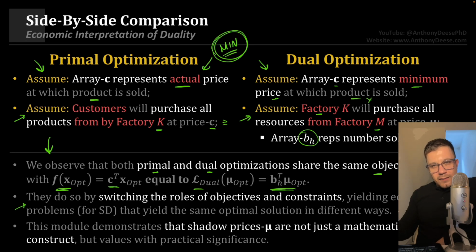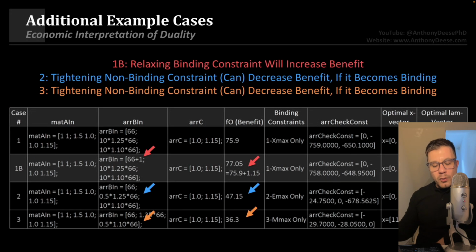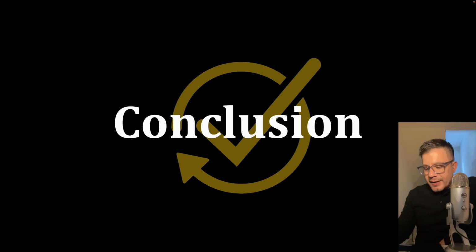One reminder of that is to look at the slide that we drew from the previous module, where we showed the transform, or the conversion, from our factory optimization problem. We converted from the primal to the dual representation, showing the actual values in the map. Now this module demonstrates that the shadow prices, mu, are not just a mathematical construct, right? They are values with practical significance in the real world, especially when it comes to discussing problems that have some economic importance.